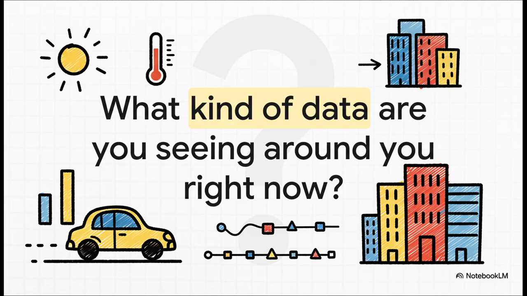So I'll leave you with this question to chew on. Just look at the world around you right now. The number of cars passing by your window, the temperature outside, the different colors of the buildings. What kind of data is that? And what scale is it measured on? Once you start seeing the world this way, you've already taken the first real step to thinking just like a data analyst.